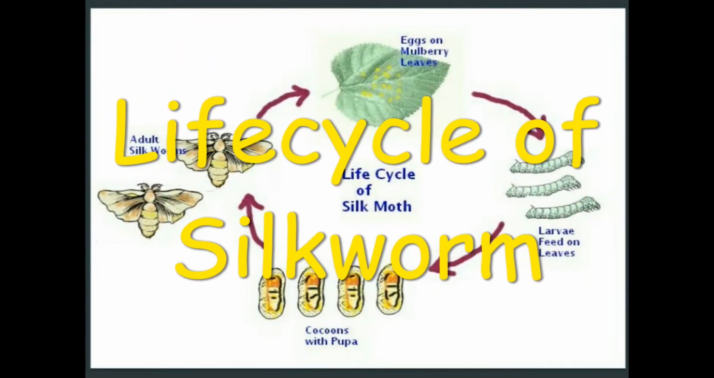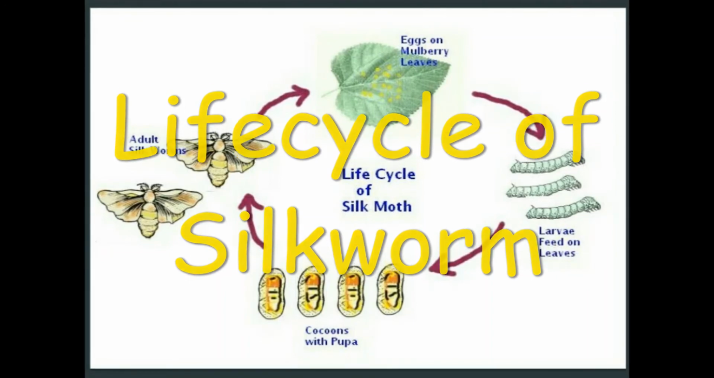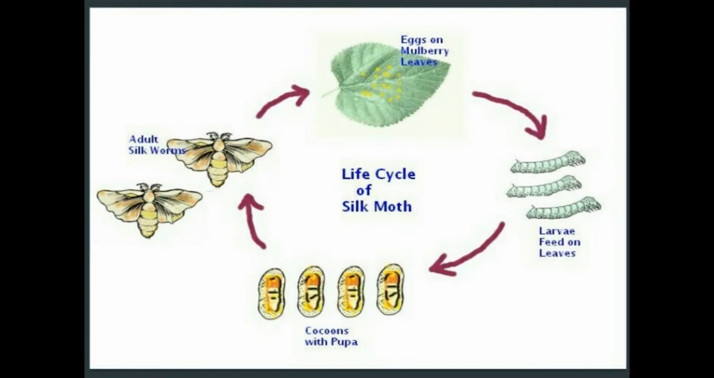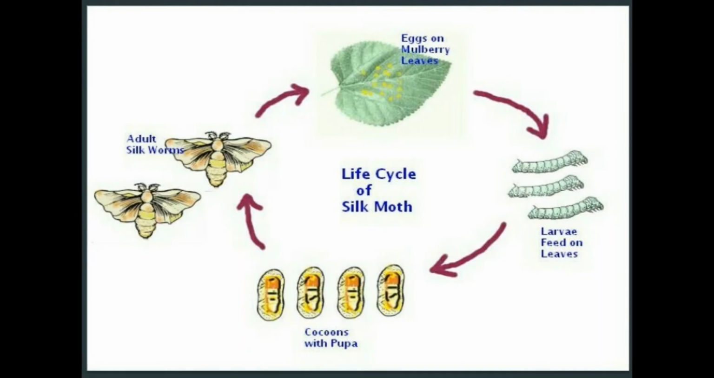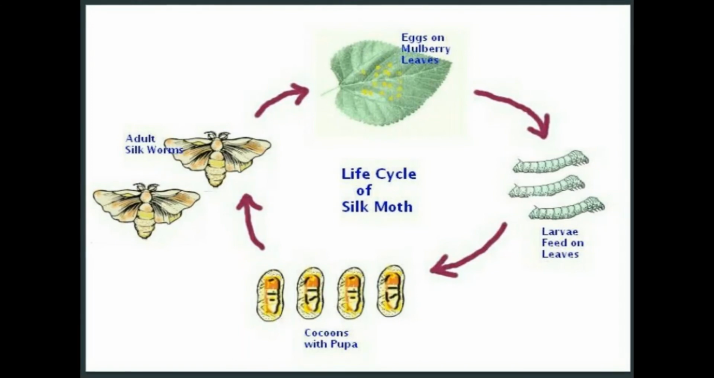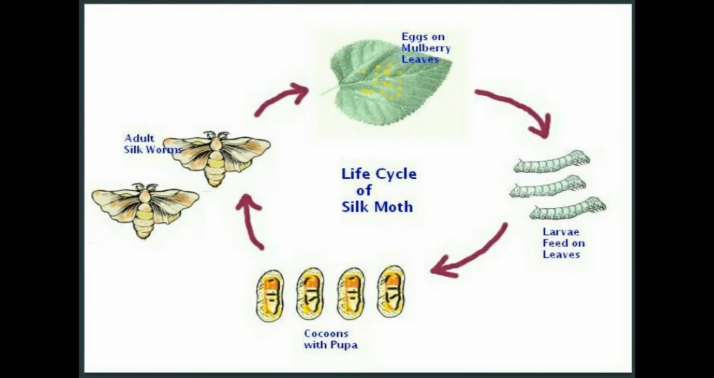Now let me show you the life cycle of silkworms. Now the first step is that the female silk moth lays hundreds of eggs, and after that the eggs produce larvae which we call caterpillars or silkworms, and after that they feed on mulberry leaves, and after that they produce a liquid which becomes hard when it comes in contact with air, and that is known as cocoon.